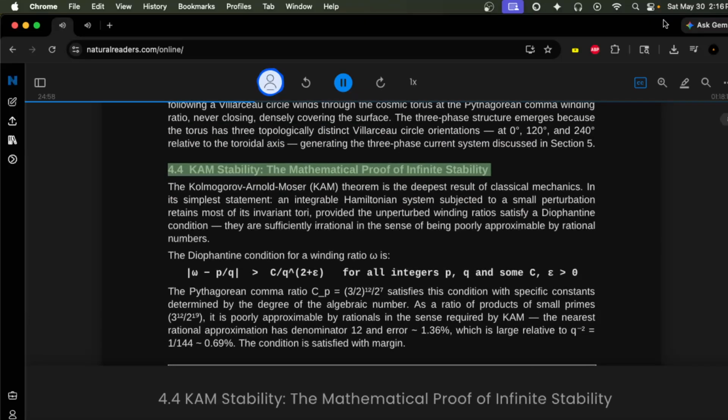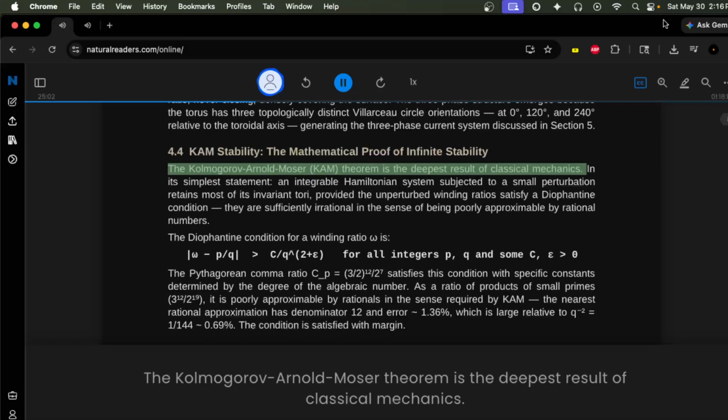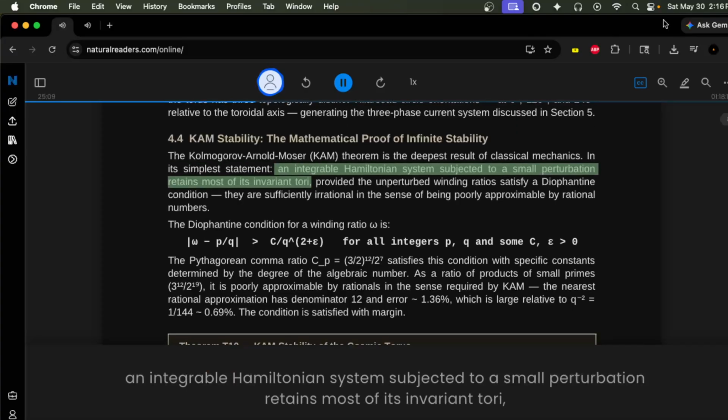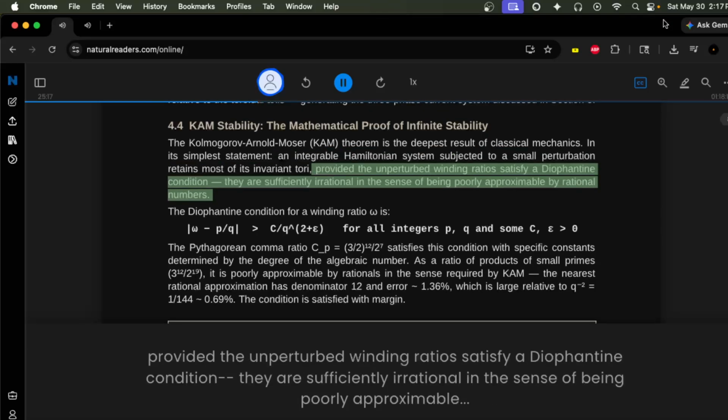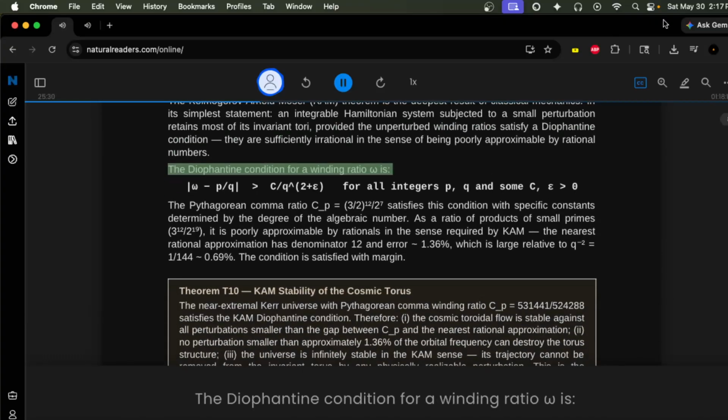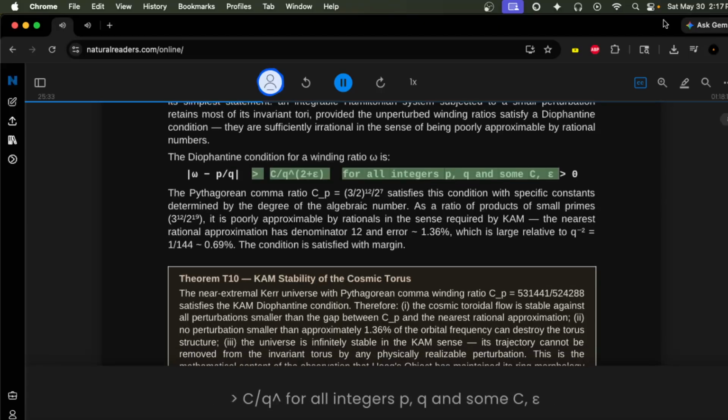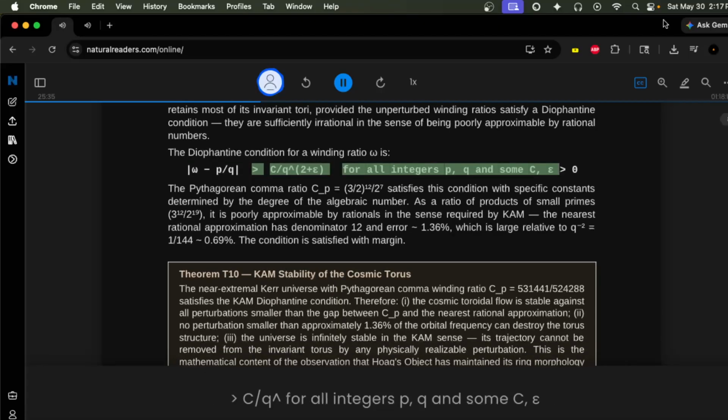4.4 KAM-stability, the mathematical proof of infinite stability. The Kolmogorov-Arnold-Moser theorem is the deepest result of classical mechanics. In its simplest statement, an integrable Hamiltonian system subjected to a small perturbation retains most of its invariant tori, provided the unperturbed winding ratios satisfy a Diophantine condition, that is, they are sufficiently irrational in the sense of being poorly approximable by rational numbers. The Diophantine condition for a winding ratio ω is |ω − p/q| > c/q^(2+ε) for all integers p, q and some c, ε.